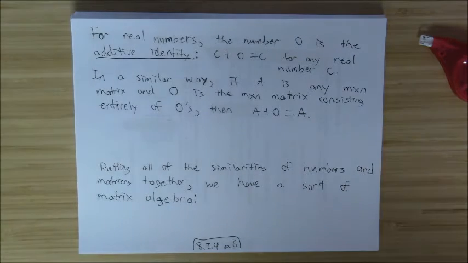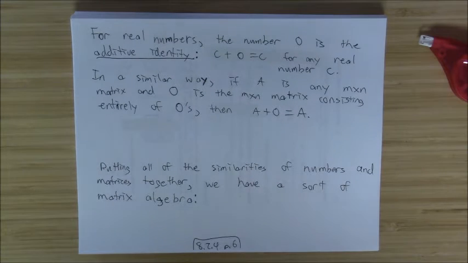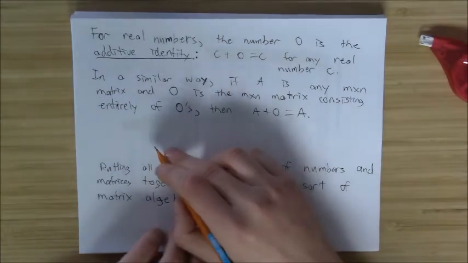what we have here is some sort of a matrix algebra. So, for instance, for real numbers, we know that the number 0 is the additive identity. The C plus 0 equals C for any real number or scalar C. In a similar way, if A is an n by n matrix and 0 is the n by n matrix consisting entirely of zeros, then A plus 0 is A. Namely, if I write that in, you can see this.